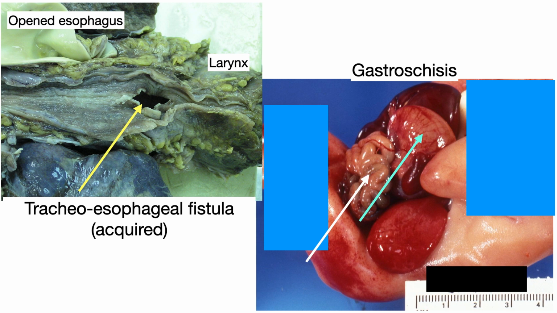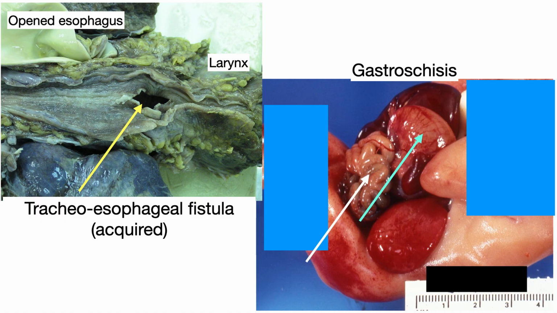You can see the region of the larynx, and the yellow arrow shows a black space. That's the fistula. So you can see the defect in the wall of the esophagus that leads into the laryngeal region, the trachea. So this is an acquired tracheoesophageal fistula. The individual had pneumonia and eroded through and created that.